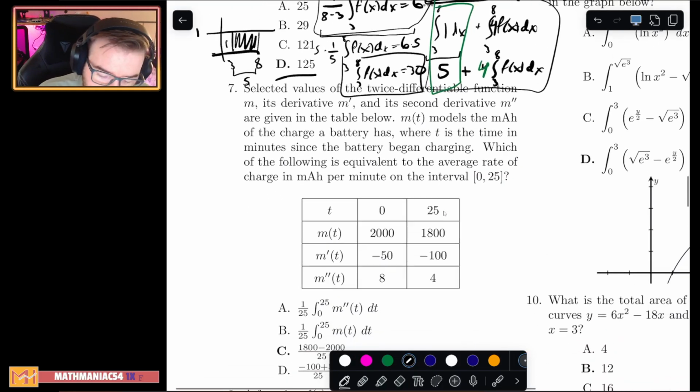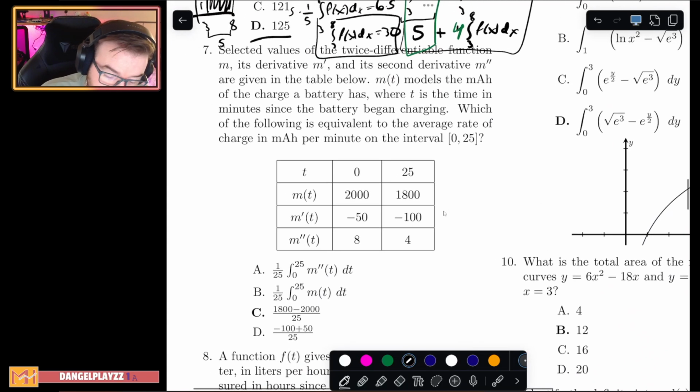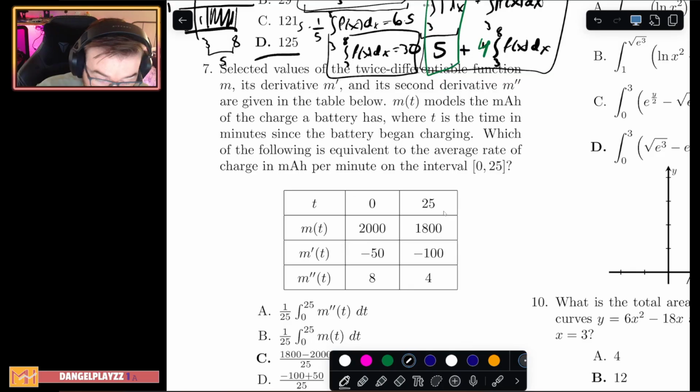Selected values. This problem had a typo. I tossed it out, but I fixed the typo for the sake of this demonstration. Selected values of the twice differentiable function m, its derivative m prime, and its second derivative m double prime are given in the table below. M of t models the milliamp hours of the charge a battery has, where t is the time in minutes since the battery began charging.